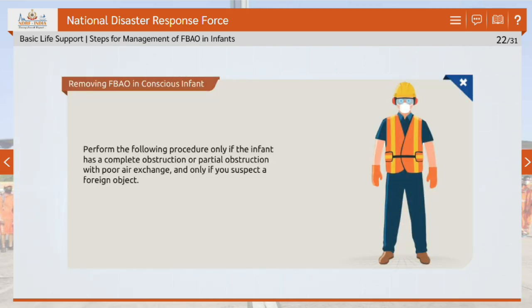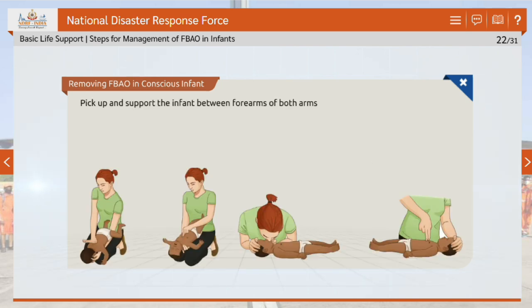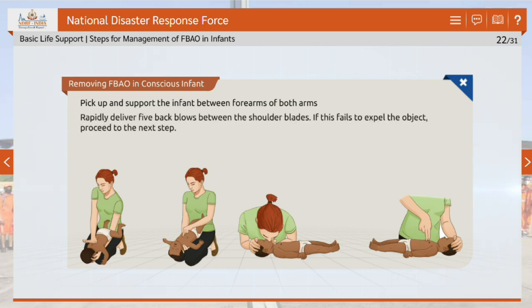Perform the following procedure only if the infant has a complete obstruction or partial obstruction with poor air exchange and only if you suspect a foreign object. Take appropriate BSI, that is, body substance isolation precautions. Pick up and support the infant between forearms of both arms. Rapidly deliver 5 back blows between the shoulder blades. If this fails to expel the object, proceed to the next step.